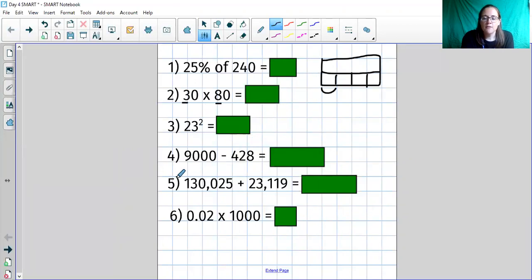Number 5 is definitely going to be a column addition. Be careful that you line up your columns correctly. And number 6, when we multiply by 1,000, we use our place values and the digits jump. So we're going to stop talking for a minute whilst you pause the video, and I'll go through the answers in a second.